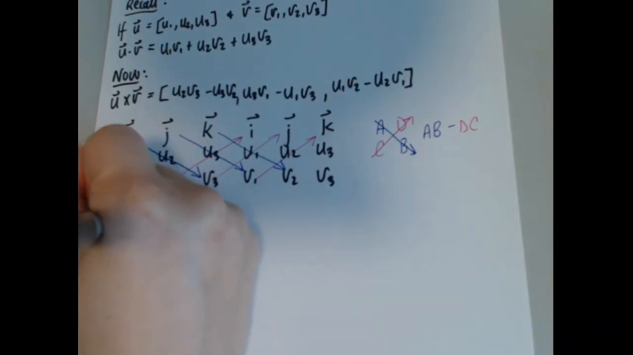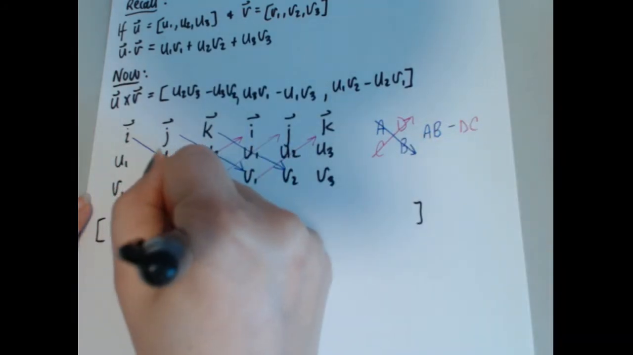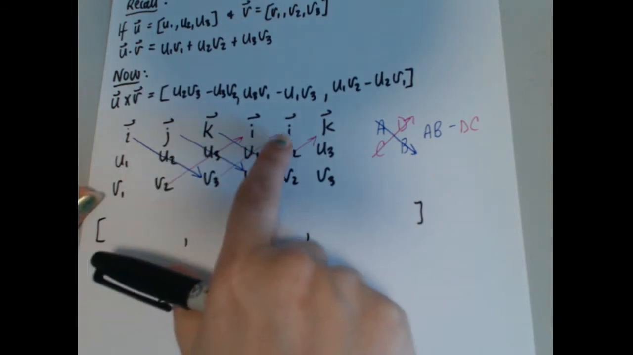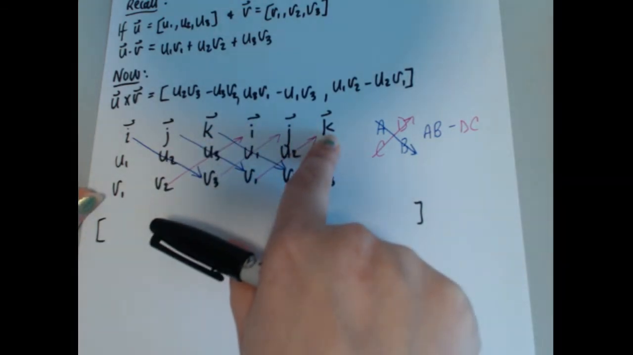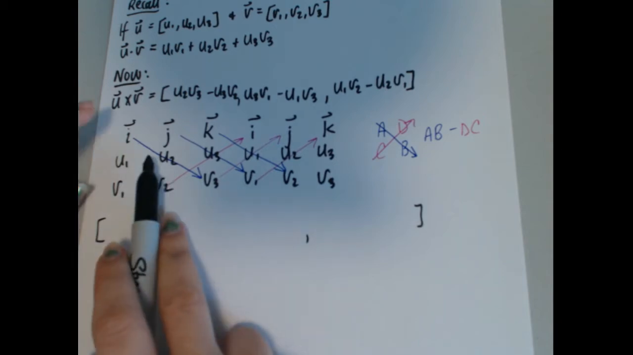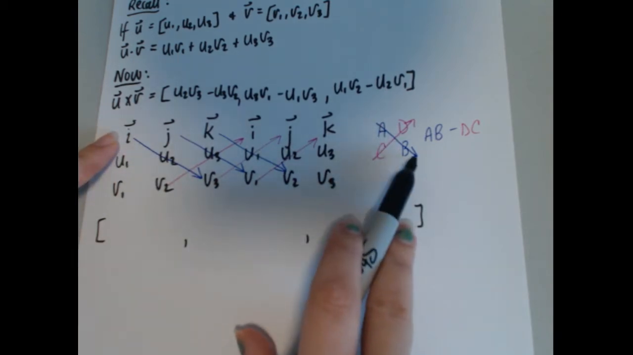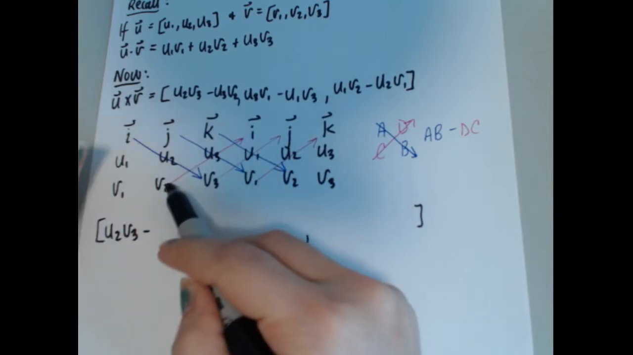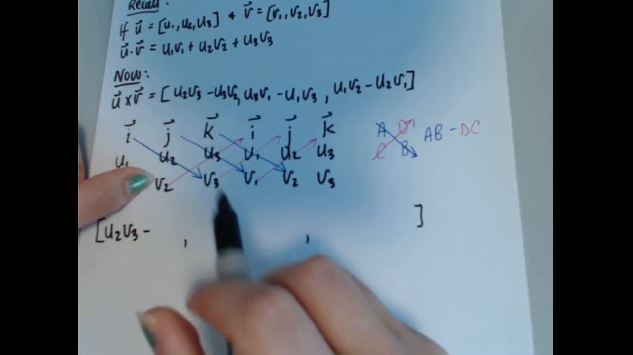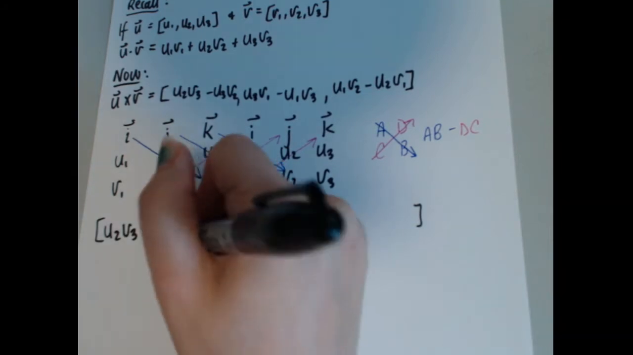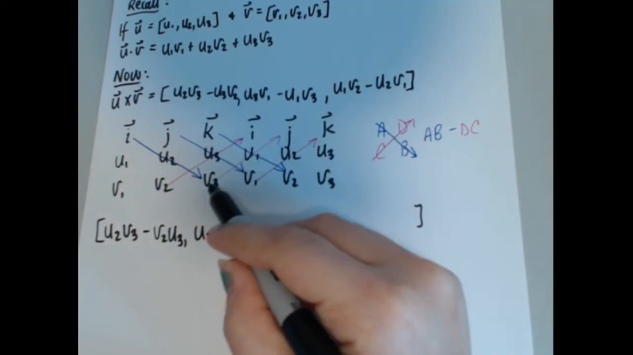So remember, the result of a cross product is a vector. So here's my vector, and that vector is going to have x, y, and z components. The x component is associated with the I letters. The y component is associated with the J letter. And the z component is associated with the K letter. Okay, so we're going to do AB minus CD for each component. Let's start with I first. I is going to be U2 times V3, just like we have A times B. U2 times V3. And then minus, now we're doing the upward arrow towards I, V2 times U3. All right, now for J. J is U3 times V1 minus V3 times U1.